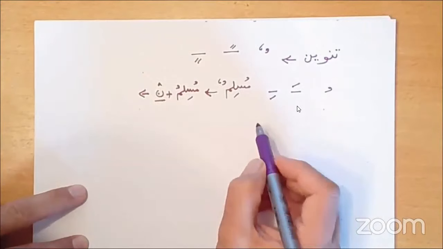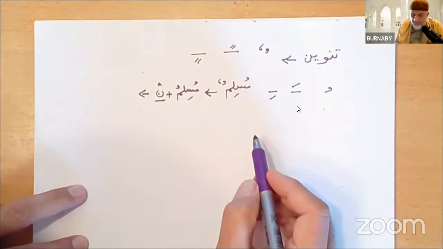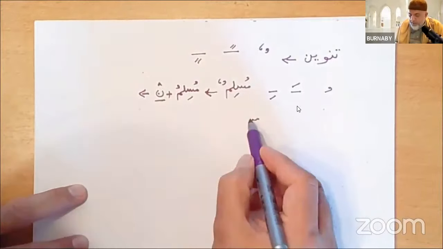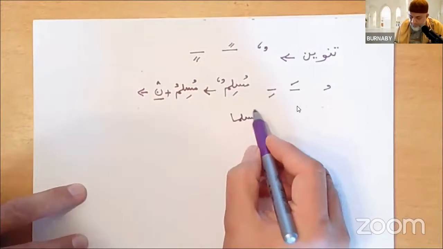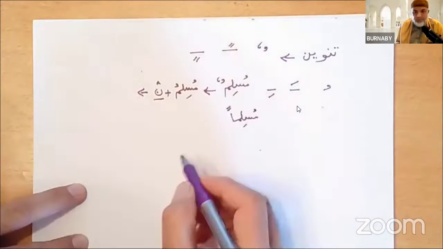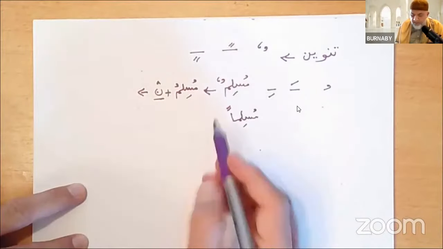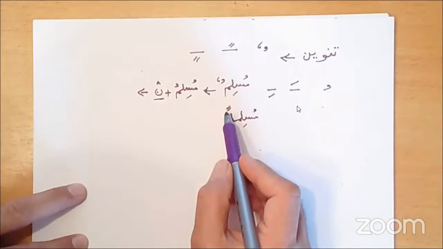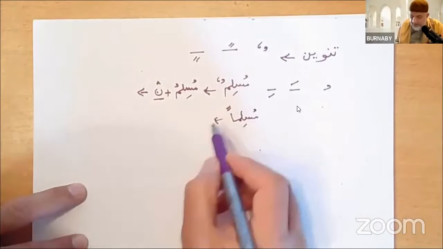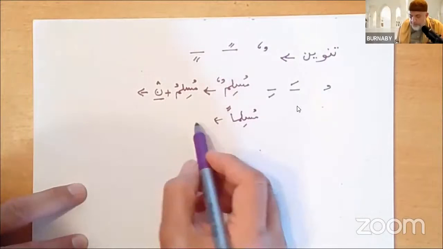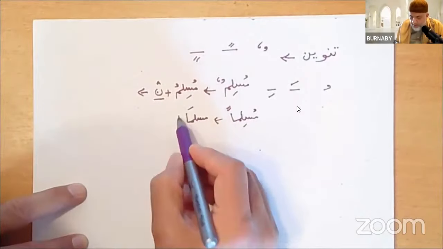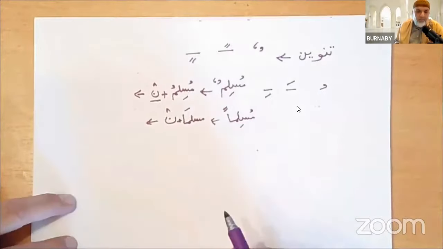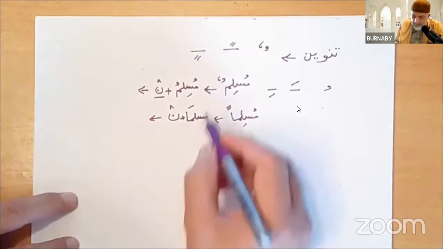So it's simply a noon sound at the end. Yes, Muslimun. So if I write this, Musliman, you see what happened here? The dhamma changes into fatha. And fatha. Yes. So if you look at this again, it's going to be Musli. This is how it will look. Musliman.